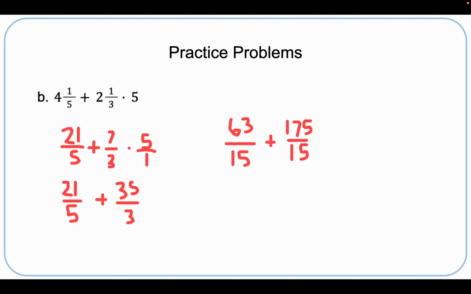Okay, and then we can add our numerators. 63 plus 175. Okay, there's an 8 there. 6 plus 7 is 13. 1 plus 1 is 2. 238 over 15. And we do not need to change this back into a mixed number. We can keep this just as is.